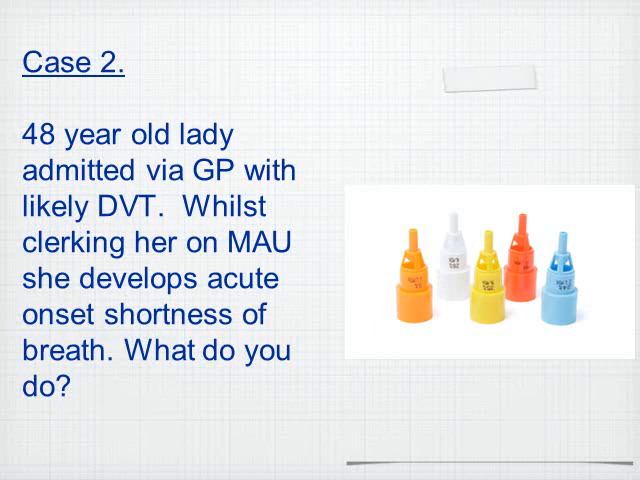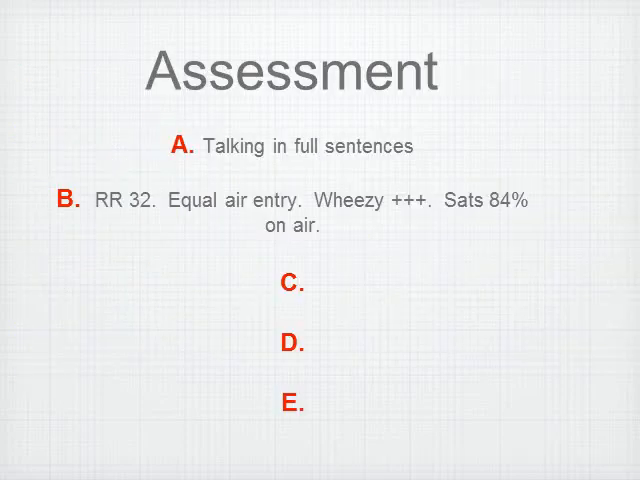What would you do first? No. You're a doctor. So you're going to run through your... Yeah, so she's talking in full sentences, and she's got a respiratory rate of 32, and she's got equal air entry, but she's really wheezy, and her sats are really low. So what are you thinking the problem is?